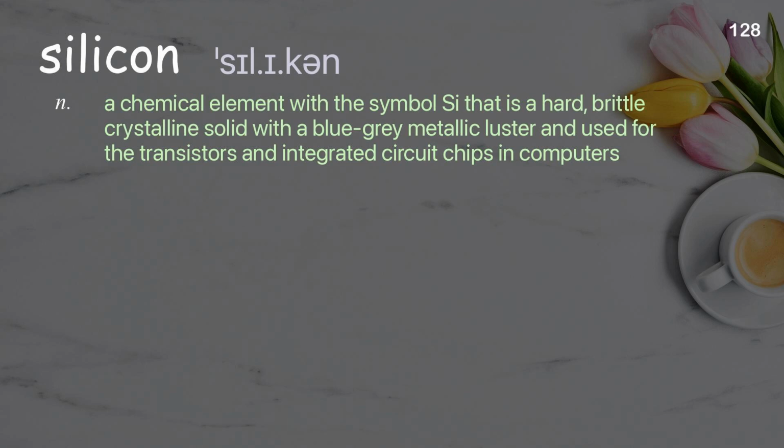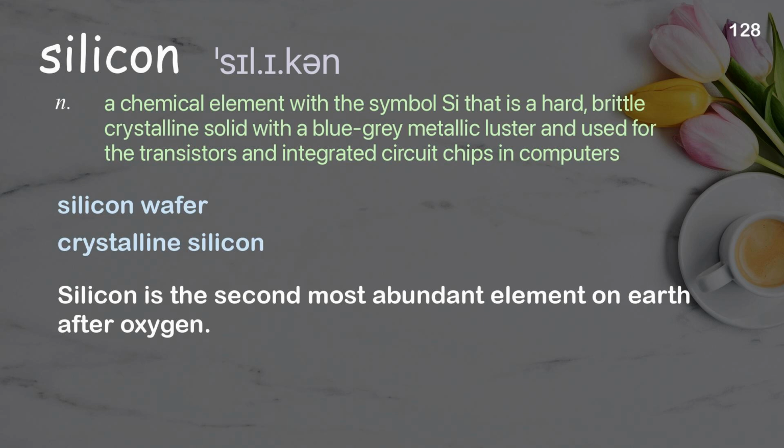Silicon. A chemical element with the symbol C that is a hard, brittle crystalline solid with a blue-gray metallic luster and used for the transistors and integrated circuit chips in computers. Examples: Silicon wafer. Crystalline silicon. Silicon is the second most abundant element on Earth after oxygen.